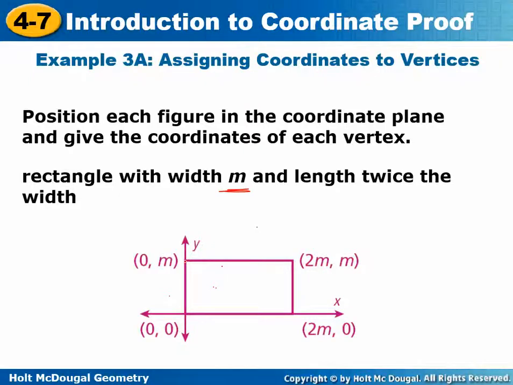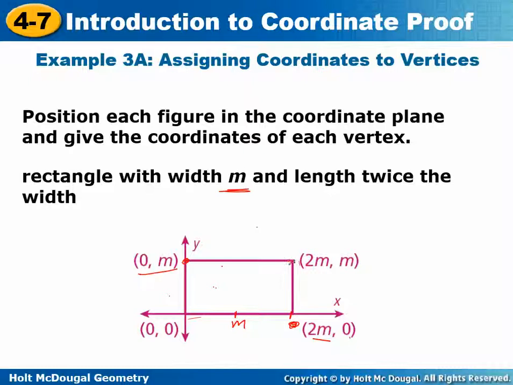And I say that that point right here would be the point 0, m, because the x-coordinate, I'm putting it right at the origin, and I went up m. Now I didn't go up 4, 5, or 2, or 3, or whatever. I went up m. So the coordinate is 0, m. And then the length is twice. So if this is m right here, this would be 2m right here. So my x-coordinate would be 2 times m, and my y-coordinate is 0 because it's right on the x-axis, so the y value is 0.